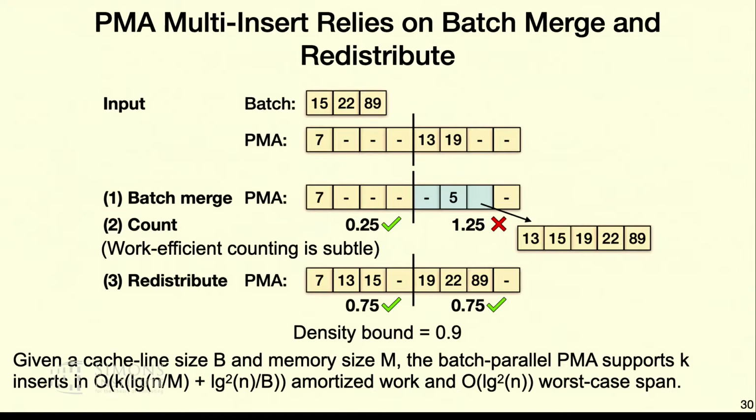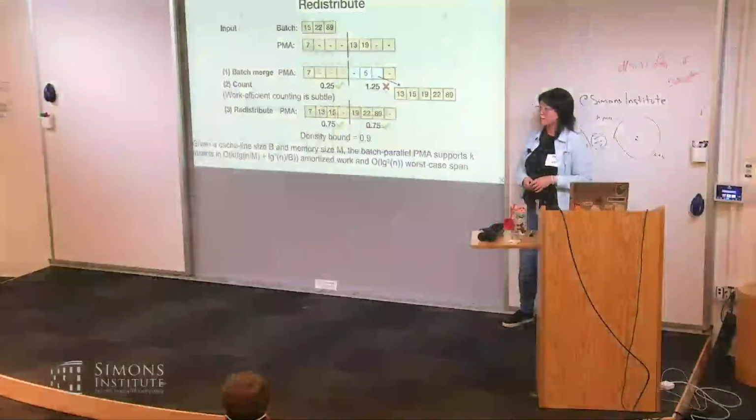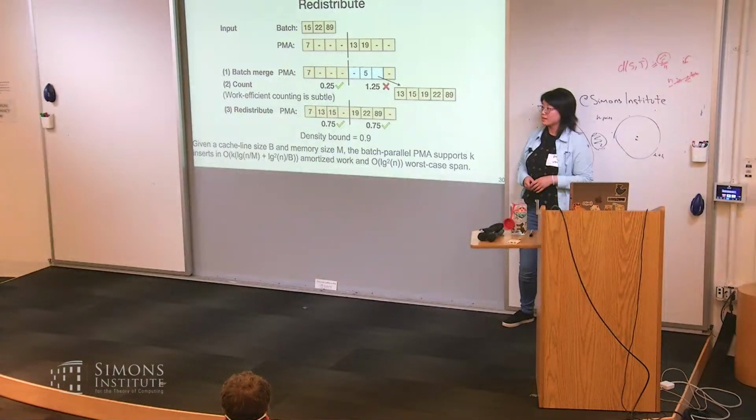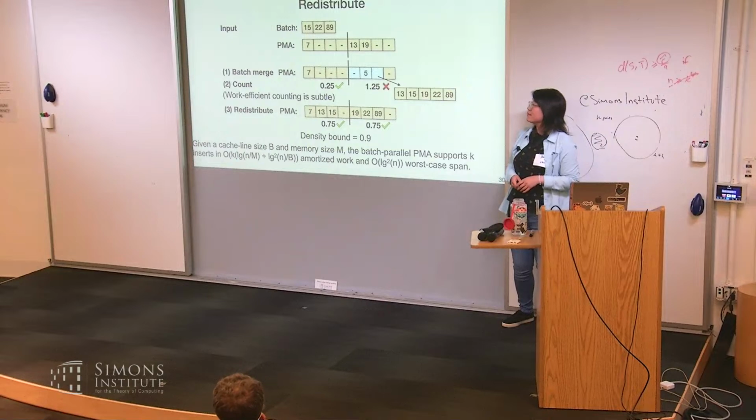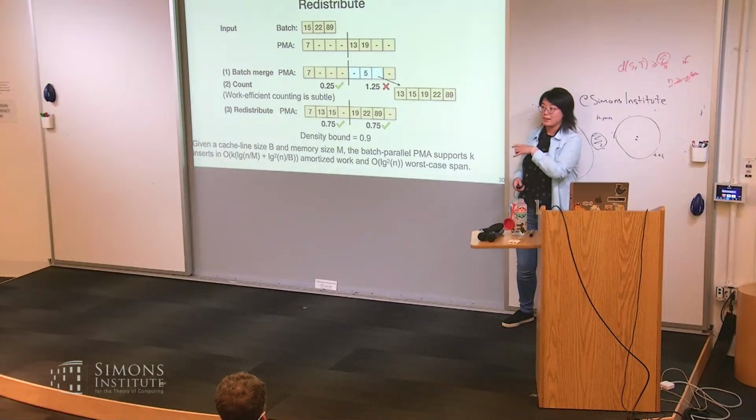Just a question. Do you make an assumption that the size of the batch is smaller than the contiguous sub-segments that you're looking at? The question was, do you have to assume that the size of the batch is smaller than the segments?